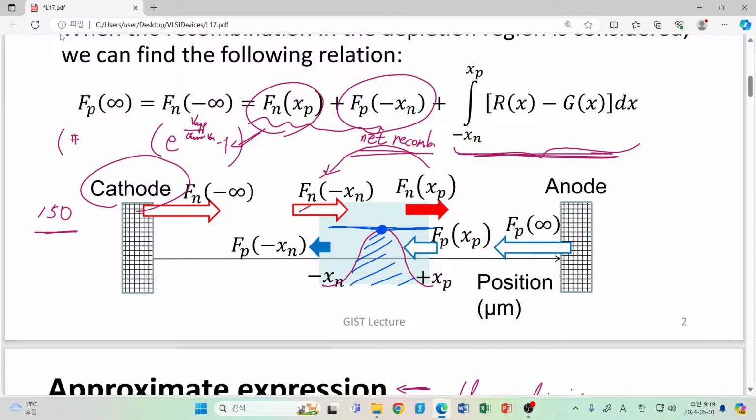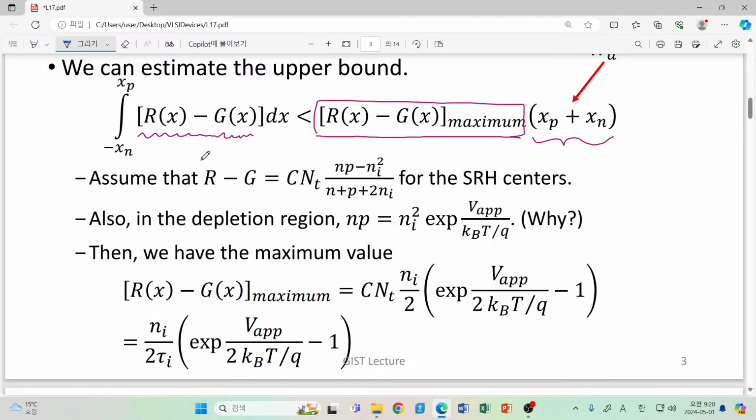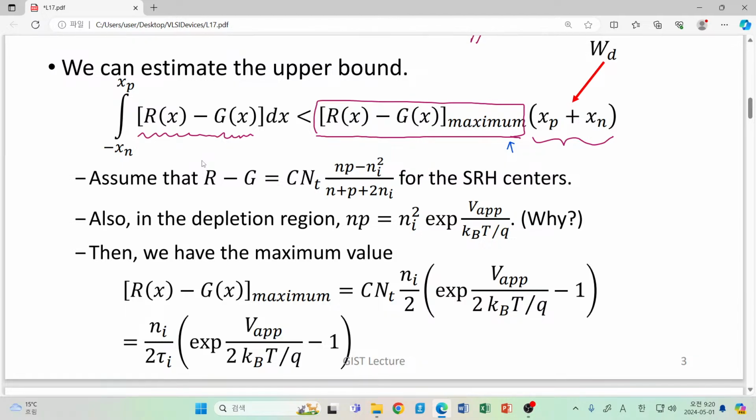Well, anyway, that was a simple justification of this crude approximation. Instead of evaluating the position-dependent G and R, we will just use this quite simple form. And let's go this way. Then our task becomes quite simple. We must calculate the maximum value of this net recombination. Then where do we have the maximum net recombination?